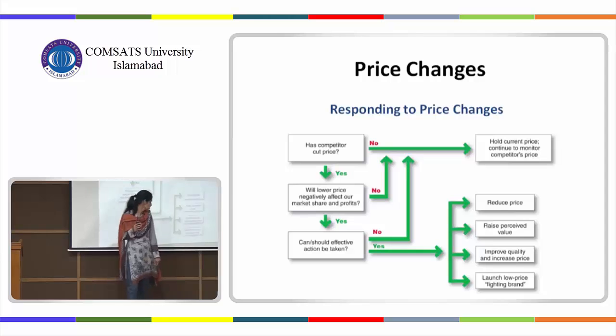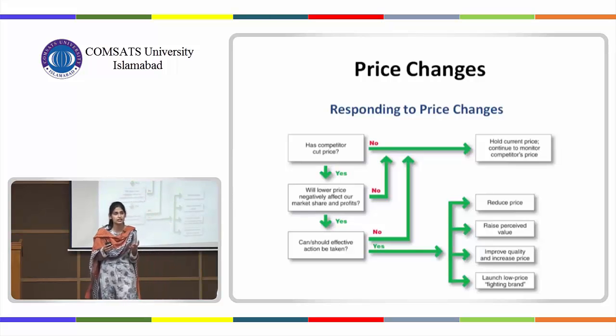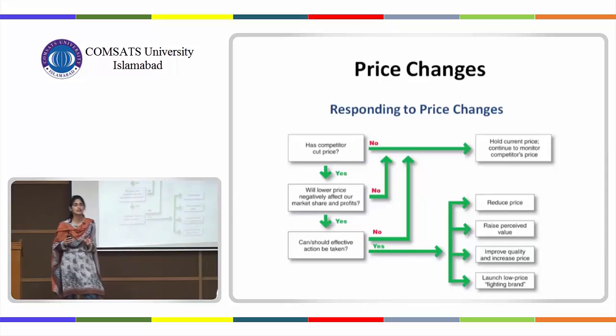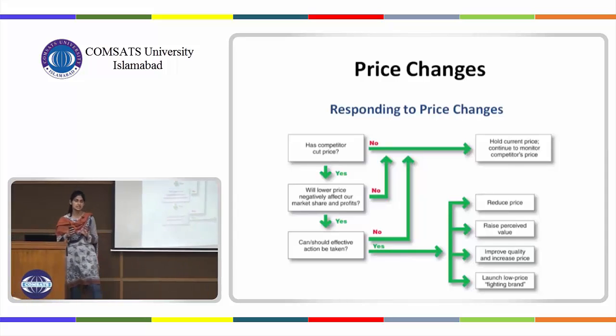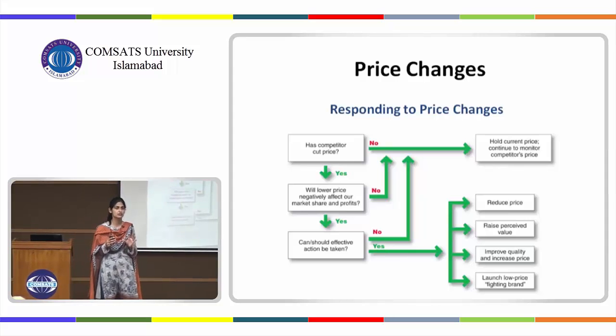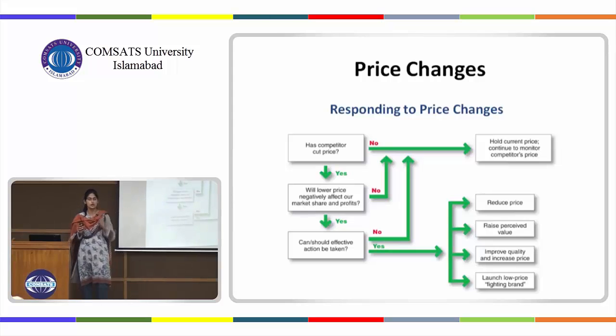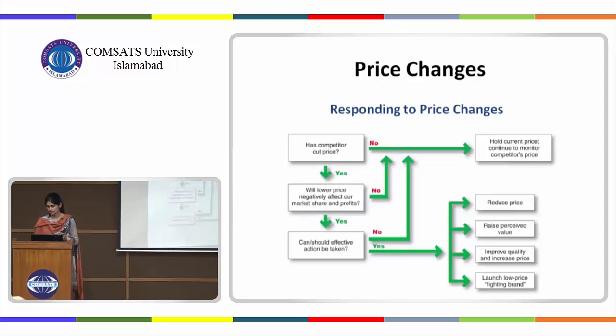The last one is launch a low price fighting brand. So if you cannot match, or your current brand image could be tarnished by lowering the price of your current brand, then an alternate way could be that you launch a fighting brand. A brand which is positioned in such a way that you could lower its prices in comparison to the competitor, and that will make you hold the market share. So this is a grid that shows you how you respond to price changes. Any questions on this?